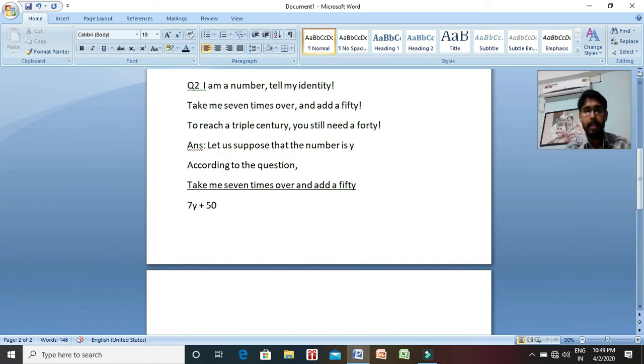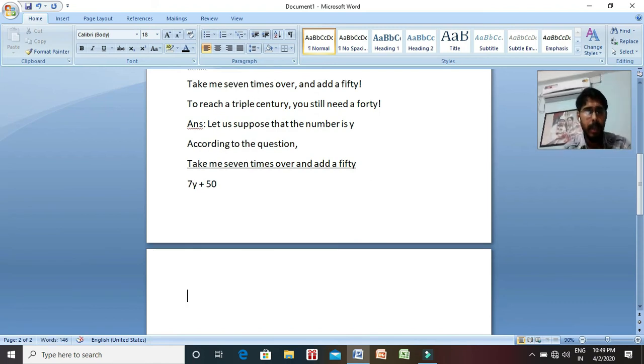The next statement says, to reach a triple century, you still need a 40. That means this number, which we have already done, will reach a triple century. Triple century means triple times a century. A century means 100, so triple century should be 300. To reach a triple century, you still need a 40. So we need 40 more to reach 300.